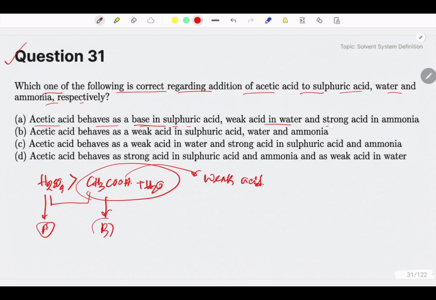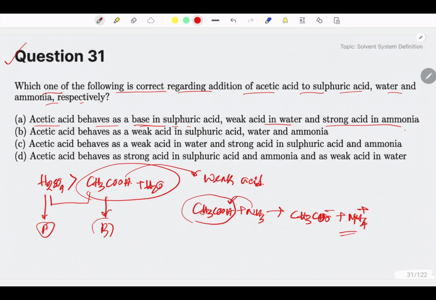And strong acid in ammonia, yes, that is also true. Adding NH3, it will drive the lone pair towards the proton, and this will generate CH3COO minus plus NH4 plus. So this base will enhance the acidity of acetic acid. That's why in the ammonia media it will act as a strong acid. Okay, so option A is the correct one.